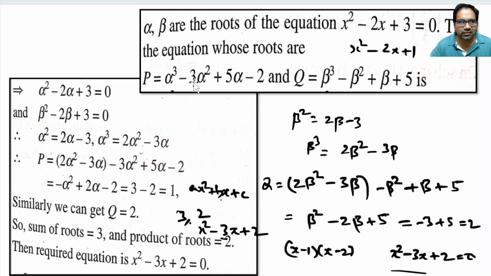And luckily, this one is actually similar to this one. We could create alpha cube and beta cube in terms of alpha square and alpha, and simplify this. Right, guys? Thank you.